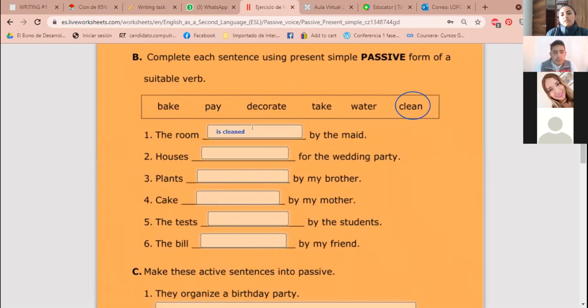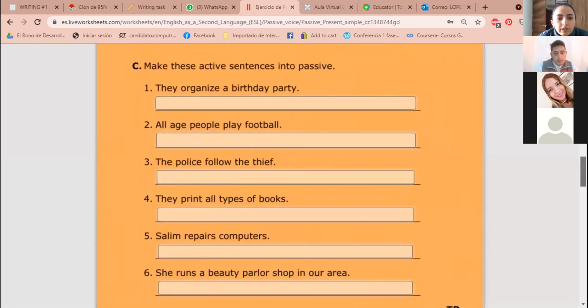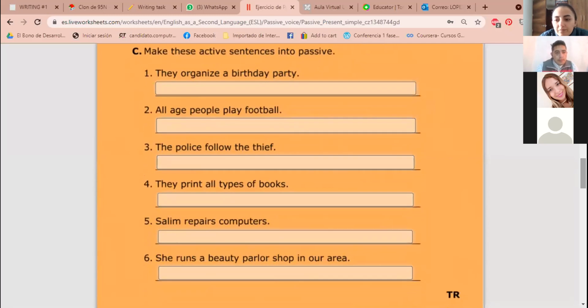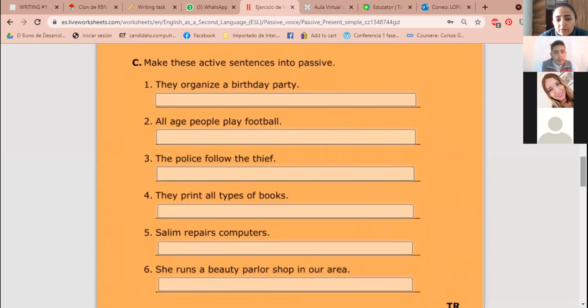Así como hicimos esta, vamos a continuar con las 5 restantes, ¿no? So, let's continue with the next. You have just to complete 5 more. Nos quedan solo completar 5 más. Let's continue with the next. Y la última parte va a ser transformar, ¿sí? Vamos a transformar estas oraciones que están en voz activa a la voz pasiva en presente simple.